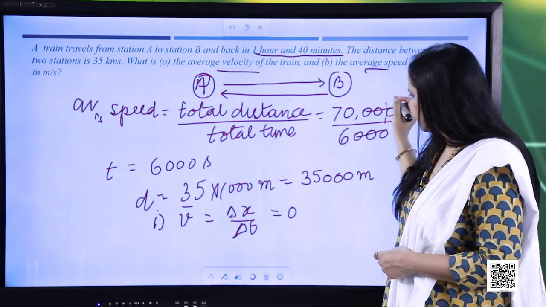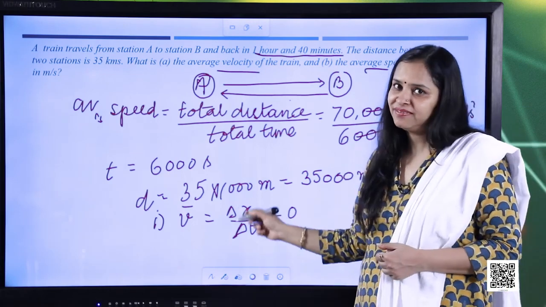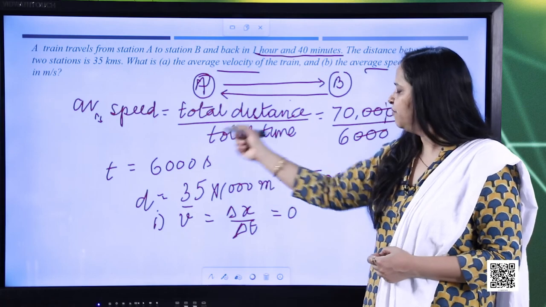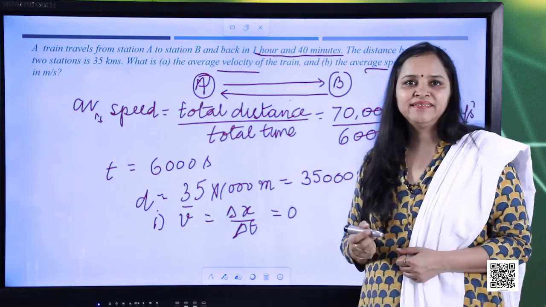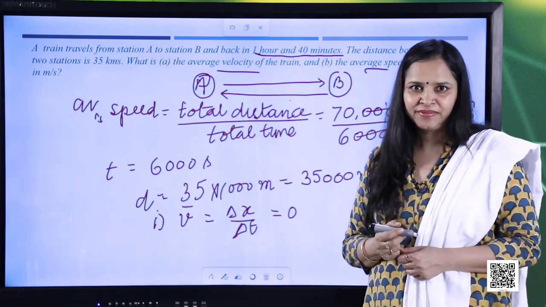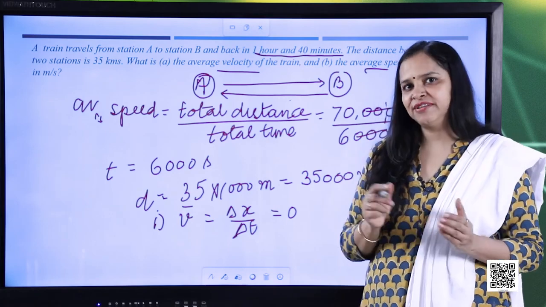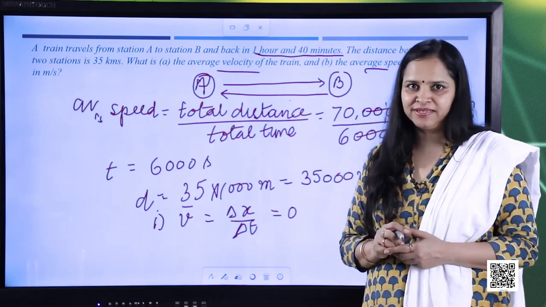Similarly, we can now compare. The average velocity of the same motion is 0, but the average speed has come to be 11.6 meters per second. So this is the difference between the average speed and average velocity.